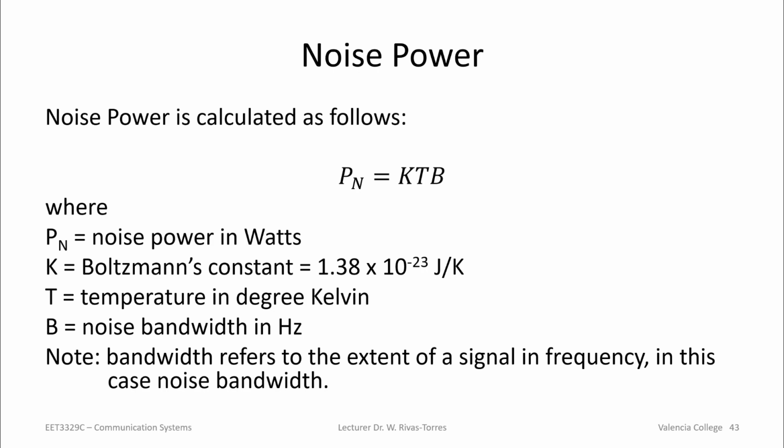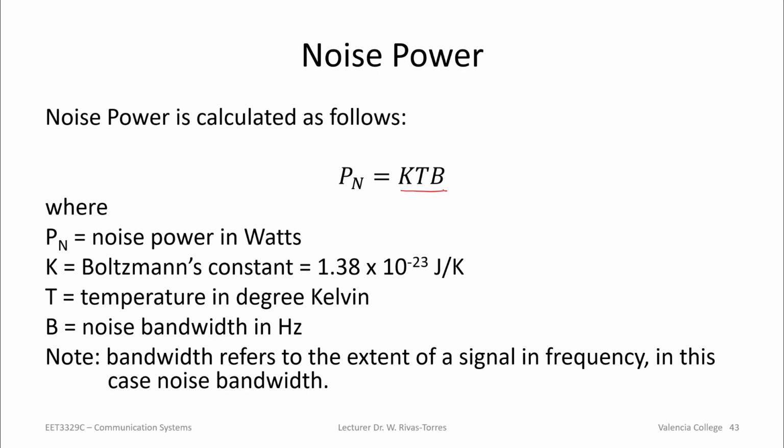Now, I said a little while ago that noise is a random signal. So we don't really talk about noise voltages much. We normally talk about noise in terms of power. So the noise power is actually calculated as this formula indicates, right? The noise power equals KTB. Some people actually call it KTB noise.